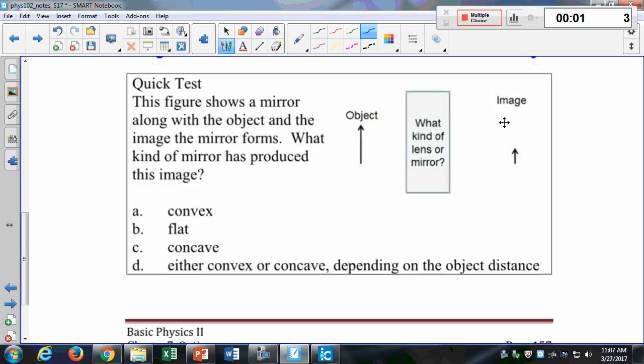All right, so what type of mirror produced this image? Is it a convex, a flat, or a concave? Or could it be either convex or concave?